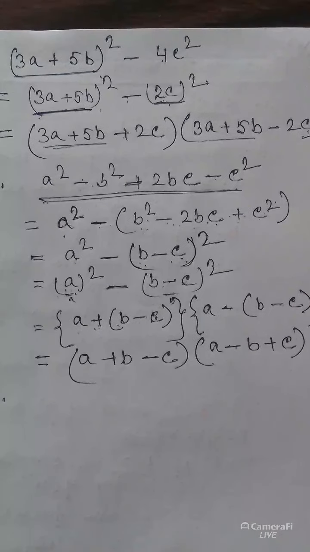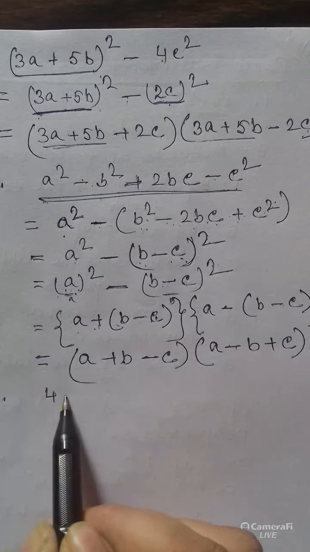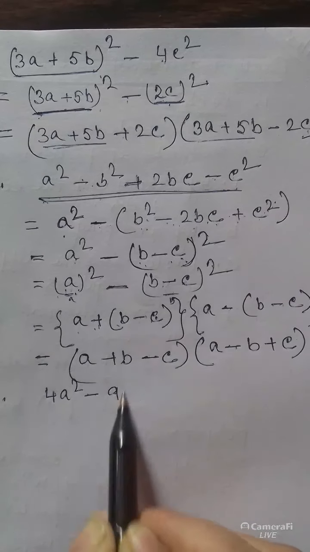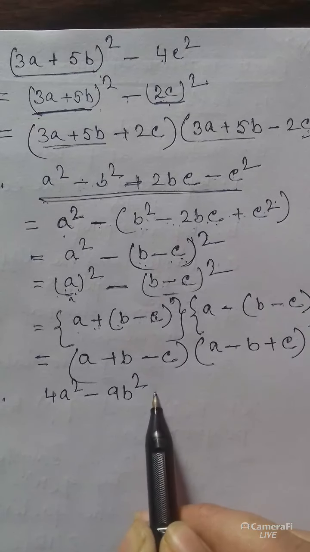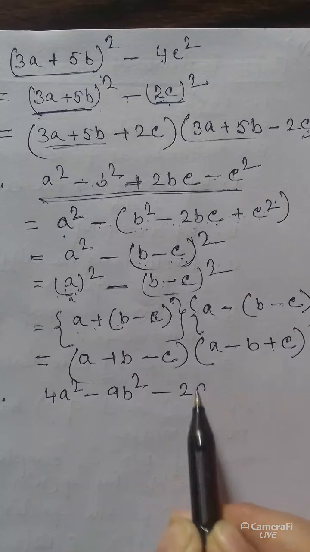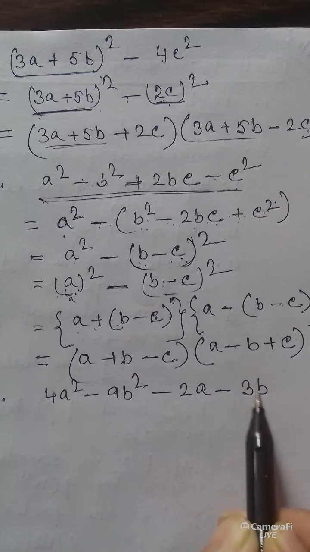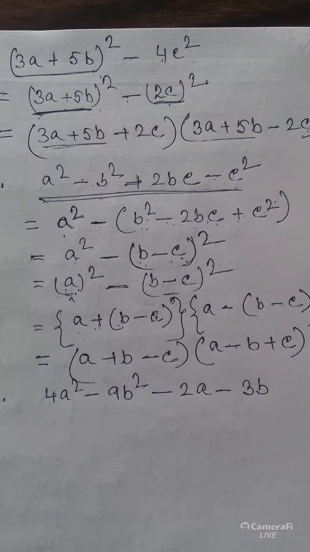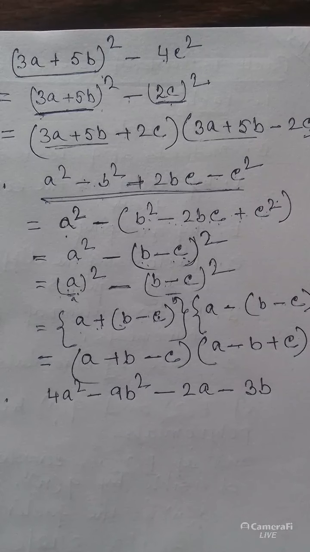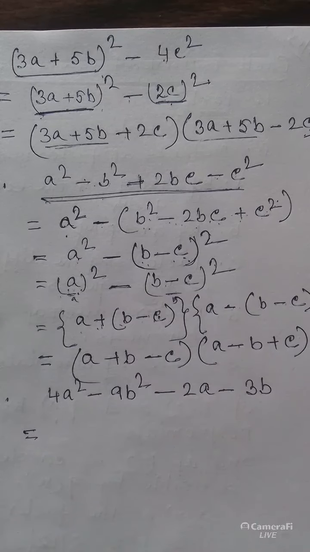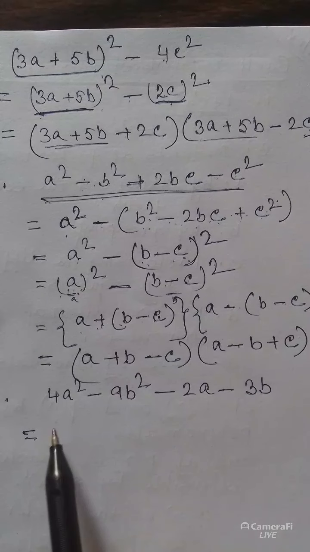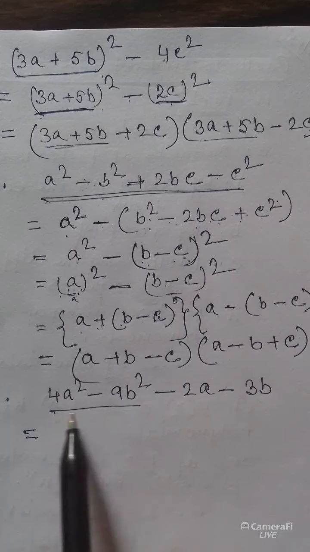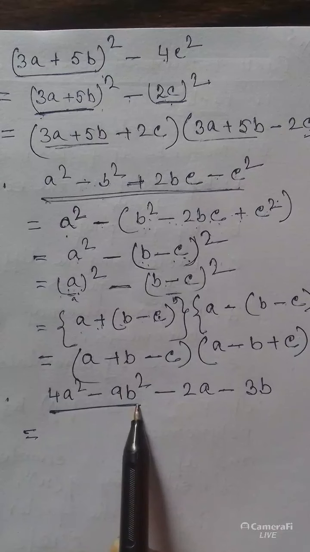Now next number. 4a² − 9b² − 2a − 3b. Here we have to factorize it by difference of two squares. So here, 4a² − 9b² is a difference of two squares.